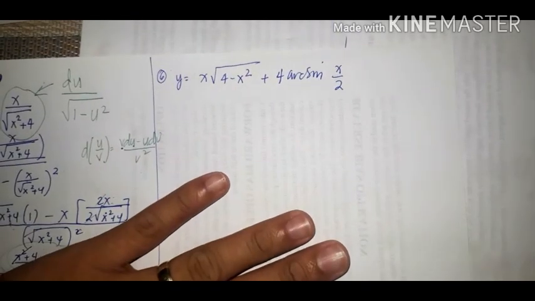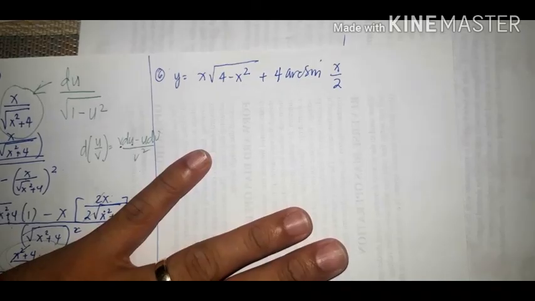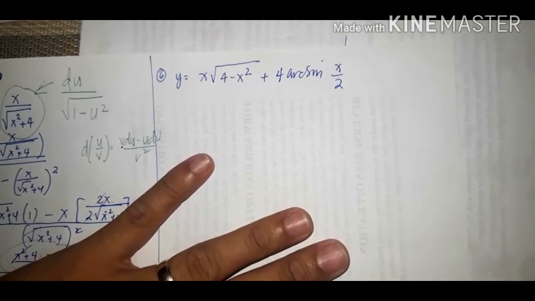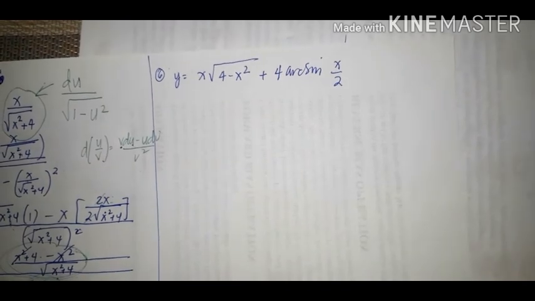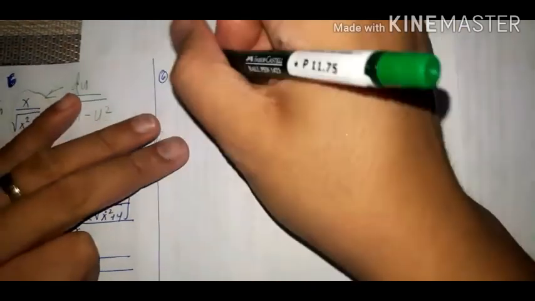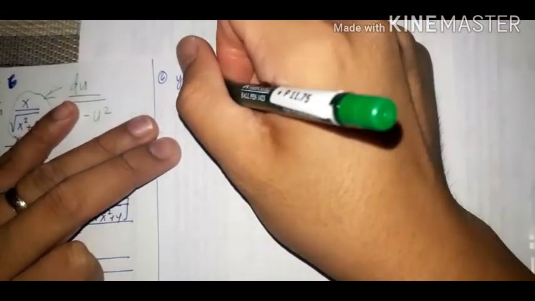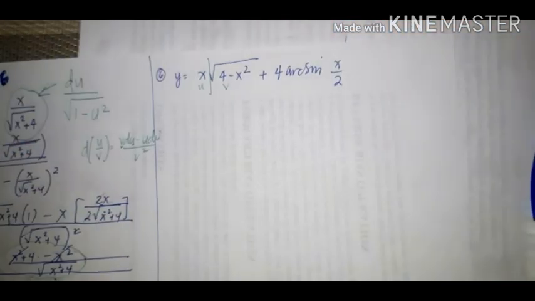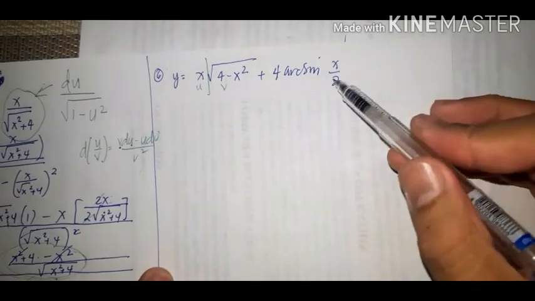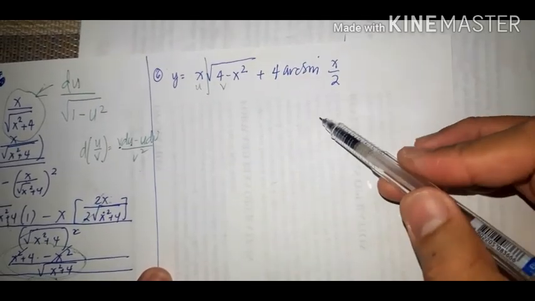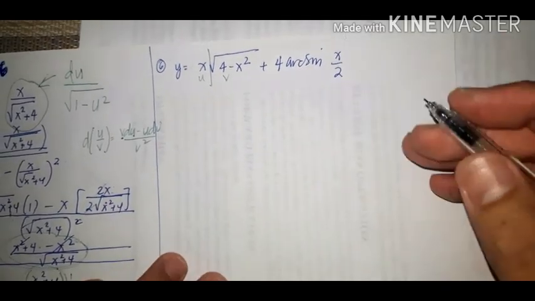Alright. Number 6, we have y is equal to x square root of 4 minus x squared plus 4 arcsine x over 2. So, yung first term ko dito is a product. So, gagamit ako ulit ng udv plus vdu. Then, simply, arcsine x over 2 lang to. So, gagamitan ko lang siya ng du over square root of 1 minus u squared. So, gamit ang derivative of a product.